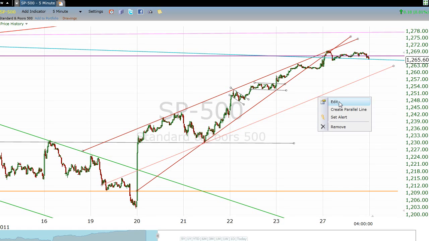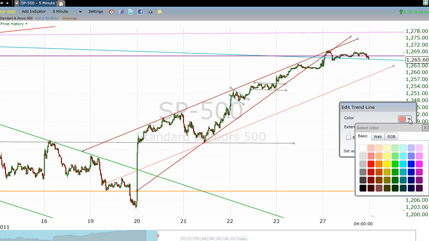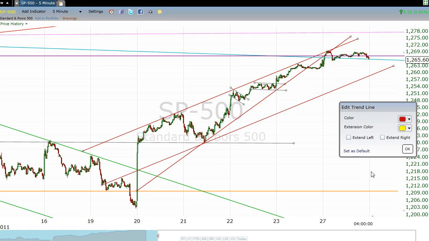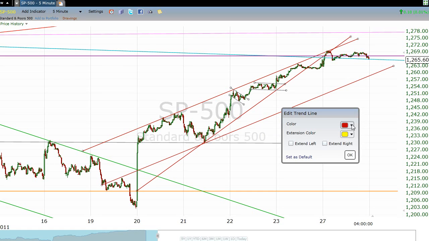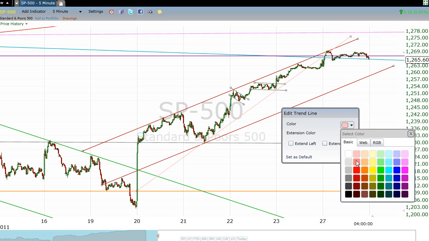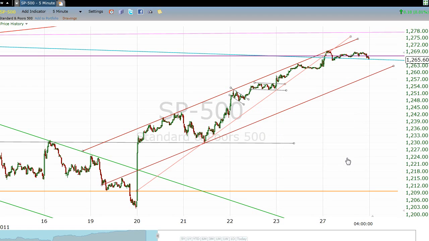I'll tell you what, since that's the one I'm going to be using, let's make that one darker in color. And we'll make this one lighter, because that just makes a little bit more sense. We'll split the difference there. So there, that is pretty much the S&P chart for the day. Again, low volume, not much happening.